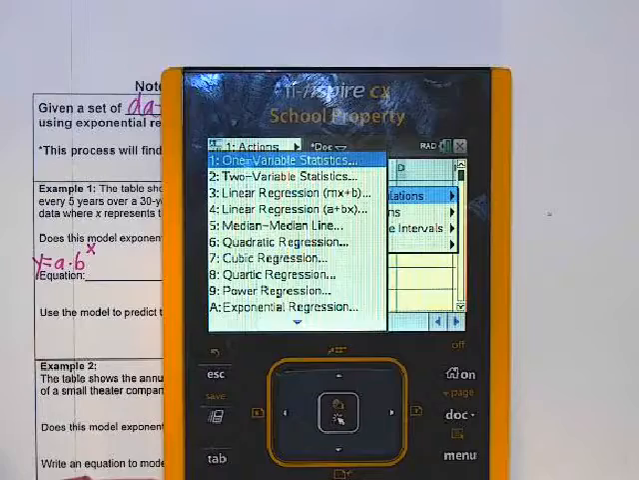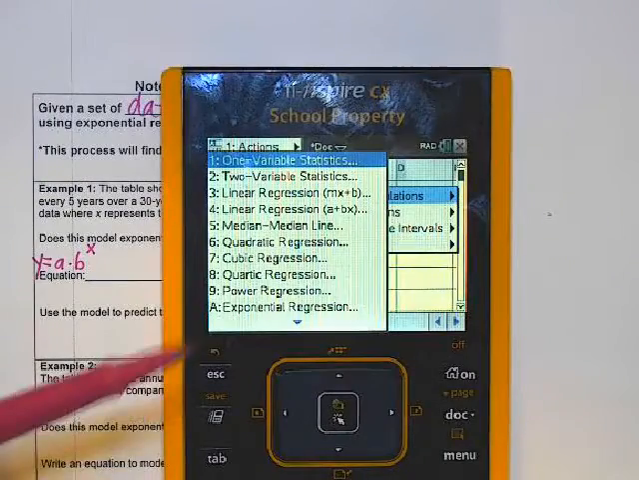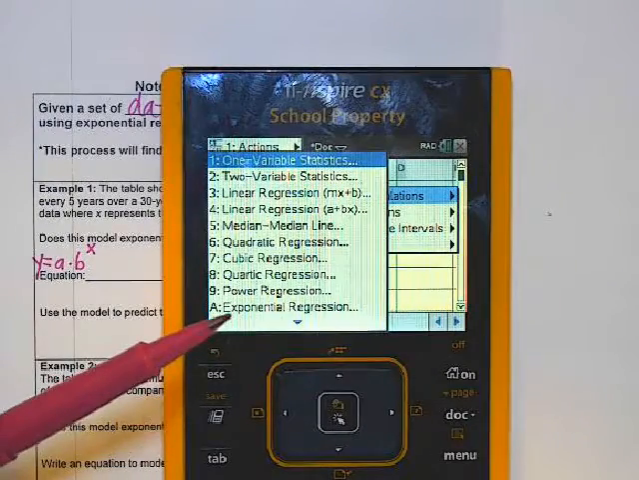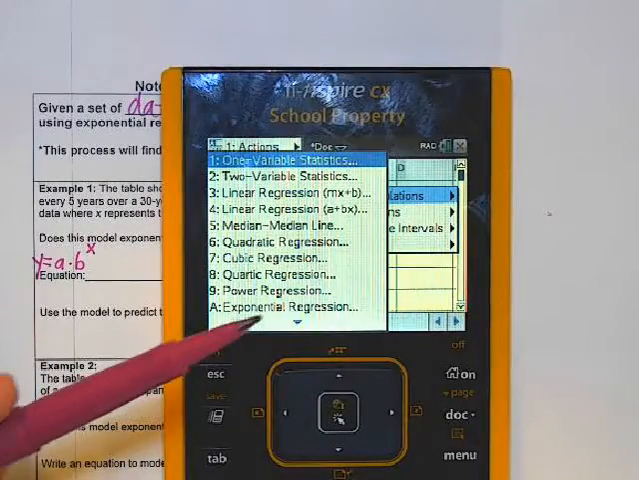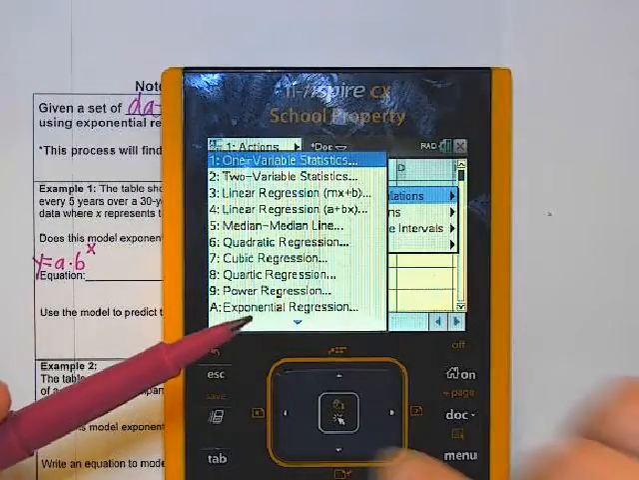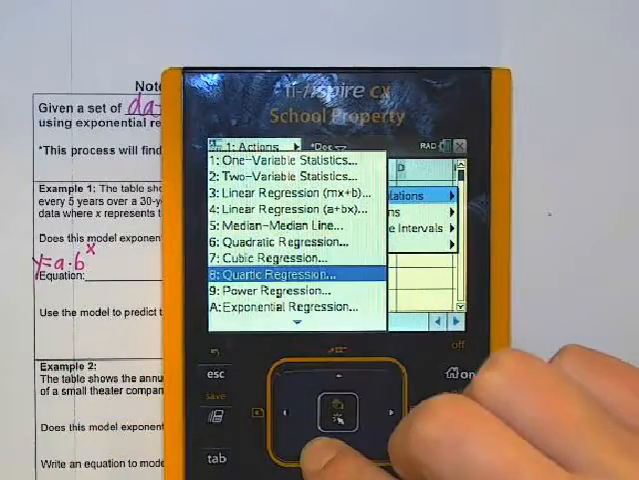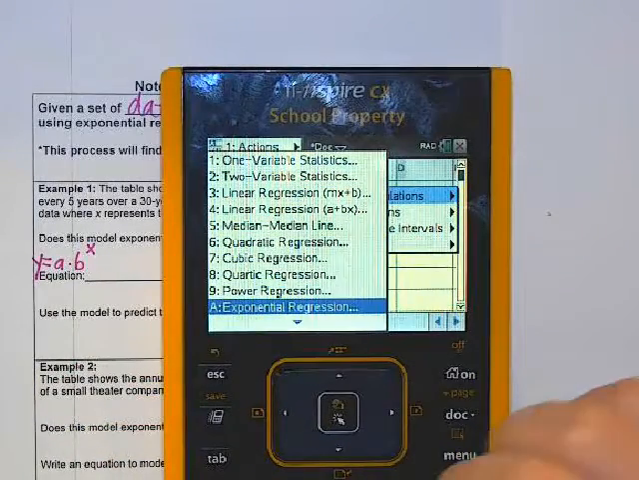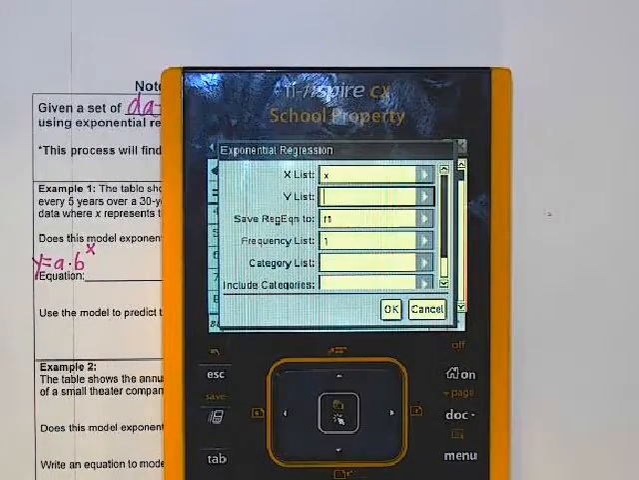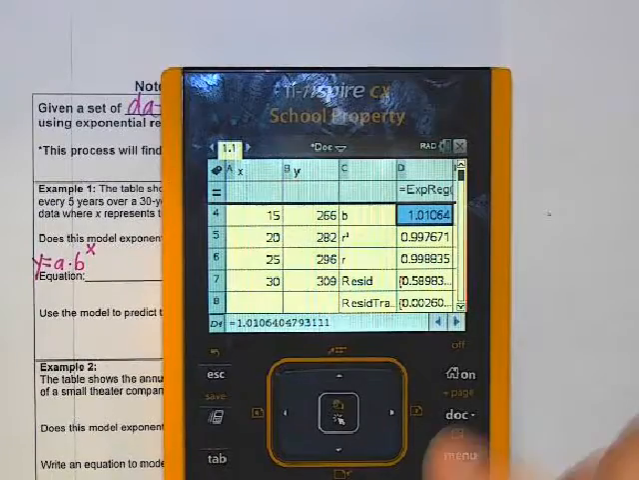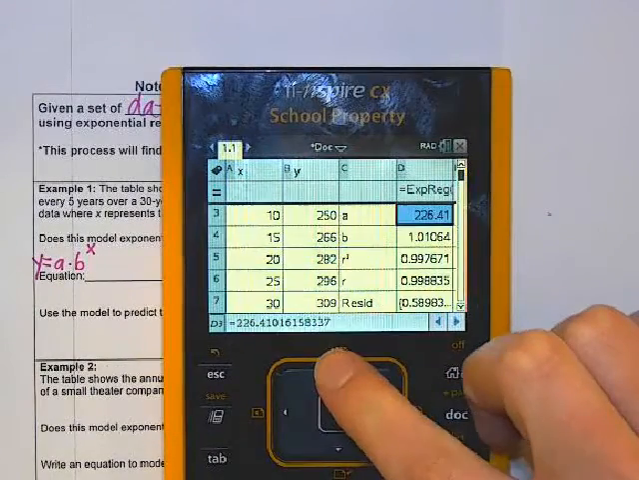Why? Isn't it exponential? What are we doing right now? Exponential equation. So which one do you think I should click? Exponential, A. So go all the way down, or you can click the letter A. Okay, we want exponential. This part is the same, X and Y. What's different though? Enter, enter. Now, scroll up a little bit.